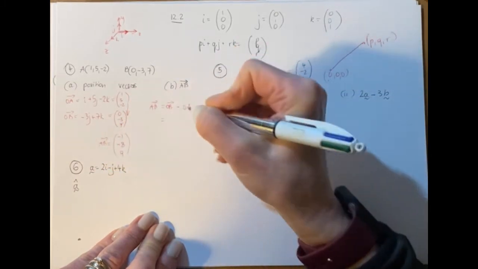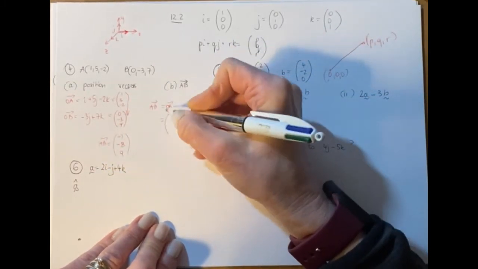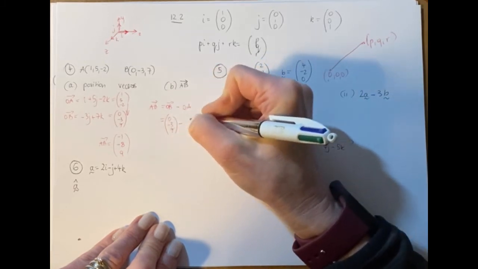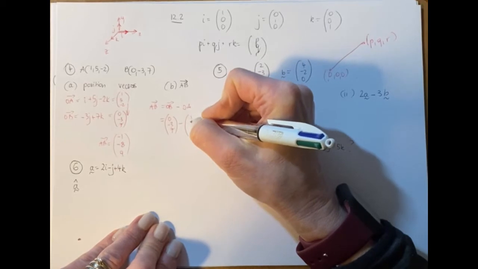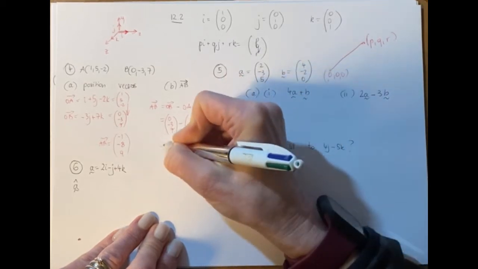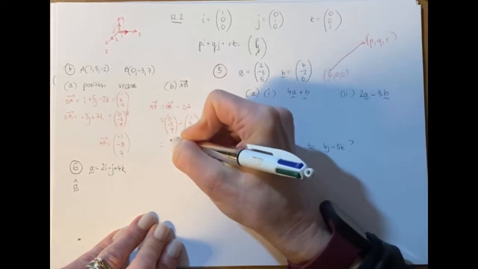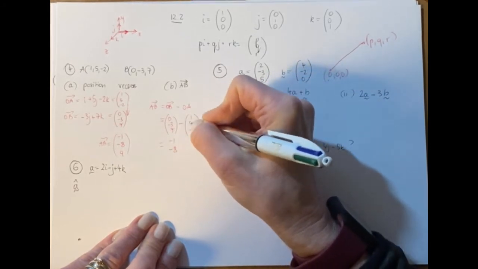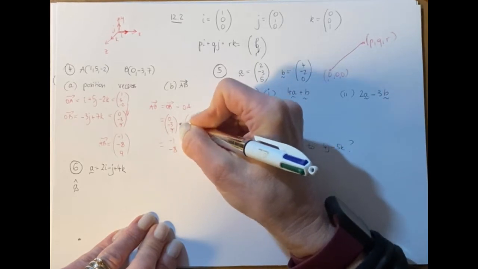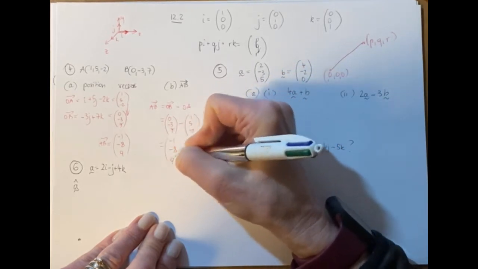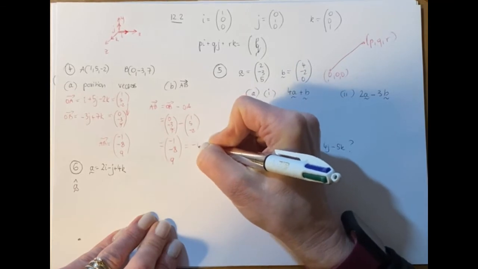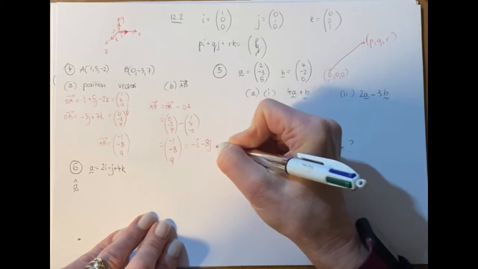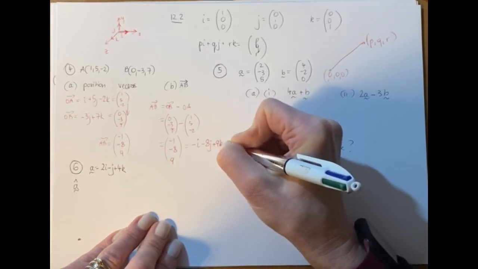Let's just check. We are going to write them in column vectors. I do encourage you to do that, especially when you are working out any combinations of vectors. It's going to be nice and easy. So it's 0 take away 1, it's minus 1, minus 3 take away 5 is minus 8, 7 take away negative 2, so it's 7 add 2, which gives you 9. And then you can write it in the required form, minus 1I minus 8J plus 9K.